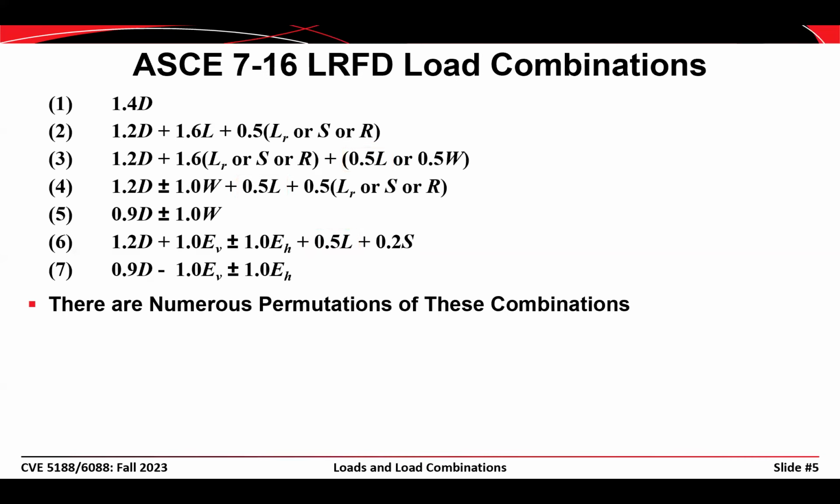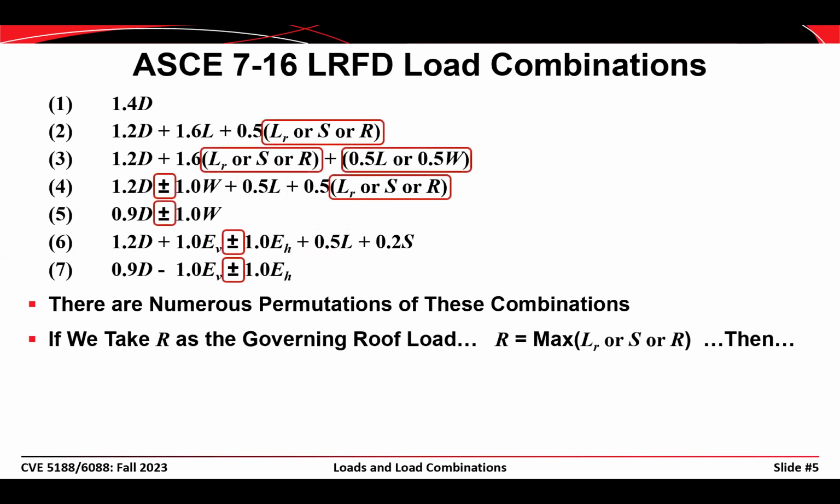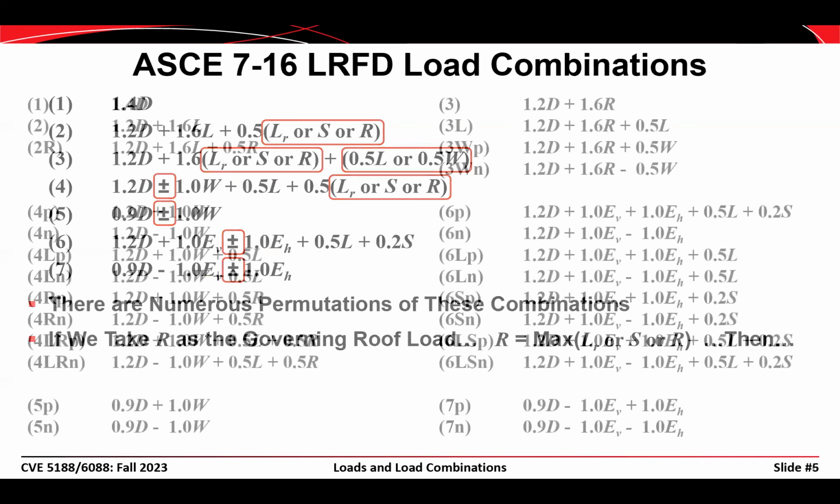Okay, there's also numerous permutations that we consider. In a lot of these combinations, we have OR statements. So in combinations 2, 3, and 4, for example, we have L sub R, the roof live load, or we have S, the snow load, or we have R, the rain load. And so what I do in a lot of those cases is I'll define one parameter that represents the governing value of that. In this case, I'll take R as the governing roof load. And then that simplifies the equations a little bit.